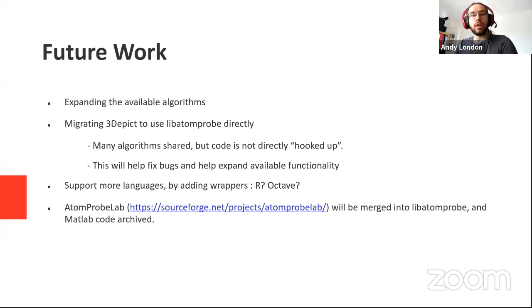For example, I'm looking to merge the code from AtomProbe Lab, which is my own MATLAB code, into libatomprobe, specifically the peak overlap solving and maximum likelihood estimation, that's being ported into libatomprobe. So that's hopefully going to give that code a new lease of life and allow it to be used more widely. And yeah, with that, I'd like to welcome any questions.